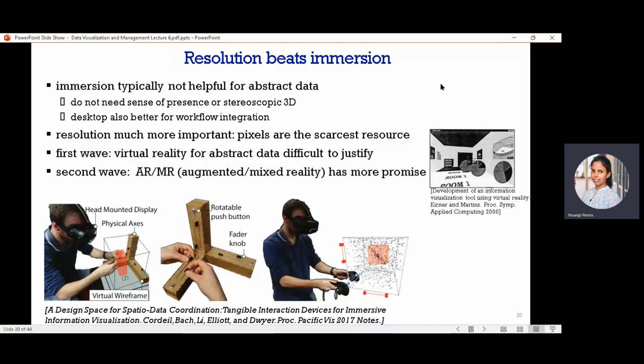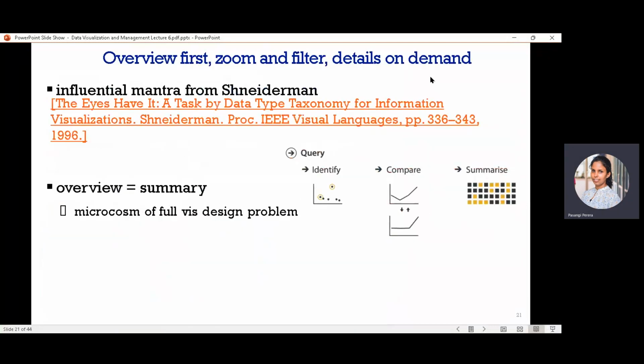And in the first wave, virtual reality for abstract data is difficult to justify. For the second wave, augmented reality and mixed reality have more promise. These are the things we have to consider while we are doing visualizations. Overview first, zoom and filter, details on demand is an influential mantra from an IEEE paper, which you can refer to while you are studying data visualizations.